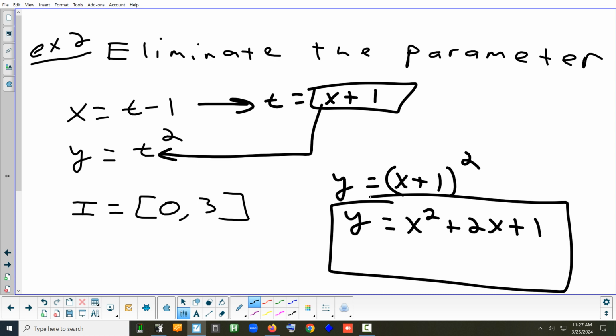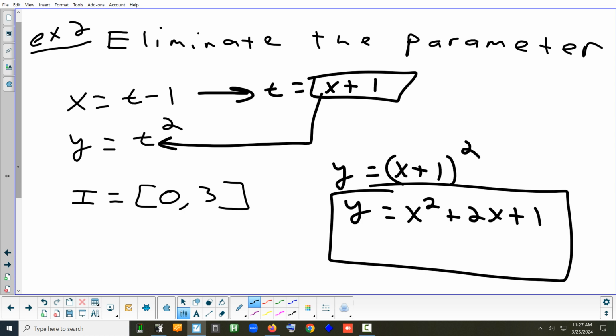We need to convert that to a restriction as a function. So what we have to do is figure out our x values. If you plug in 0 for t, what do you get for an x value? -1. And if you plug in 3 for t, what do you get for an x value? 2. So that means this graph is going to be between -1 and +2. That's my restriction.